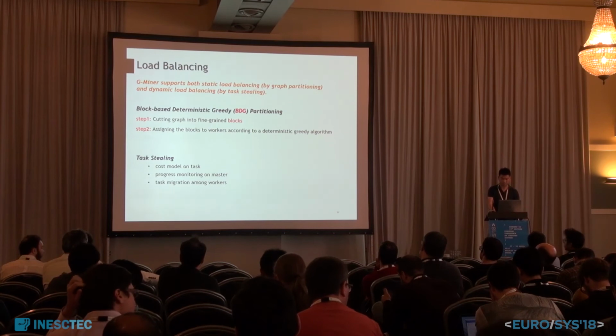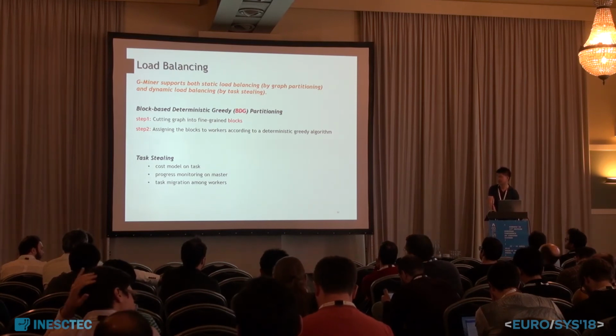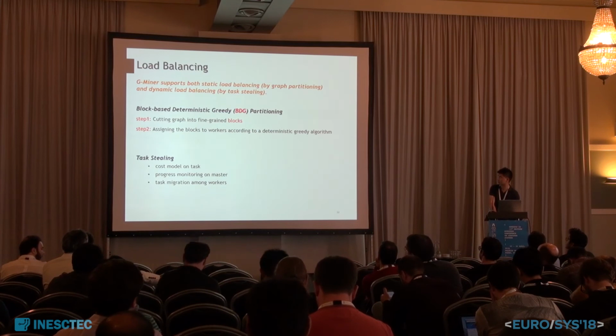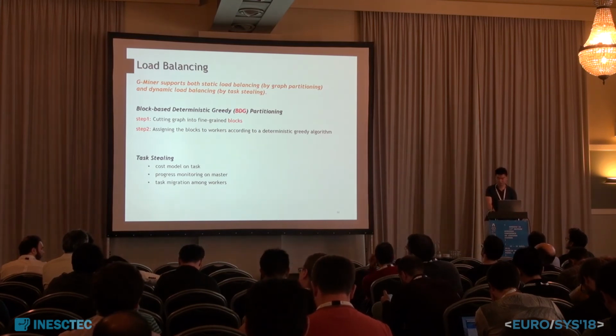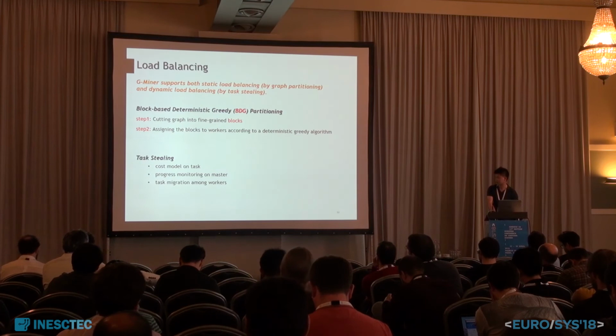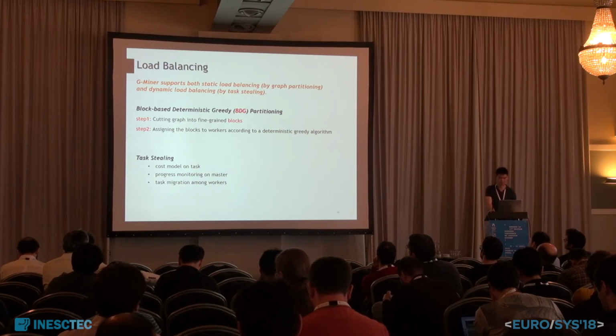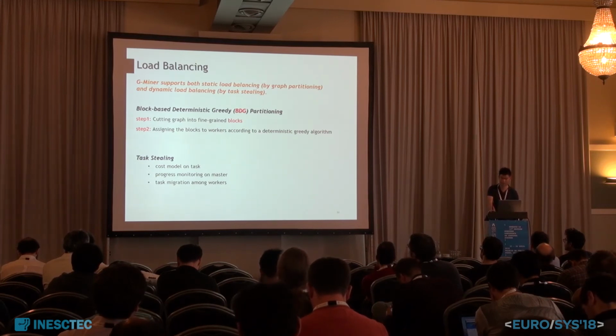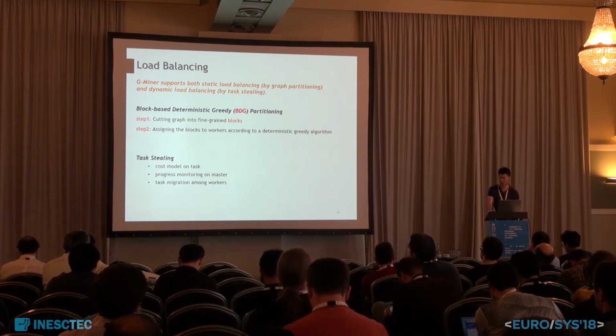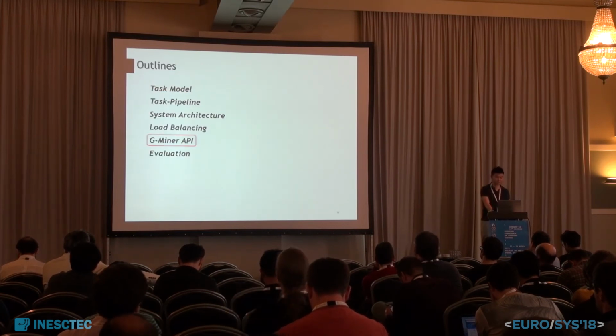And we also proposed a task stealing design to dynamically guarantee load balance. We first proposed a cost model on tasks in order to estimate whether a task has a cheap cost to be migrated from one worker to another one. And there's a master that monitors the current progress on each worker. Once some condition is met, we will trigger task migrations amongst the workers to guarantee load balance.